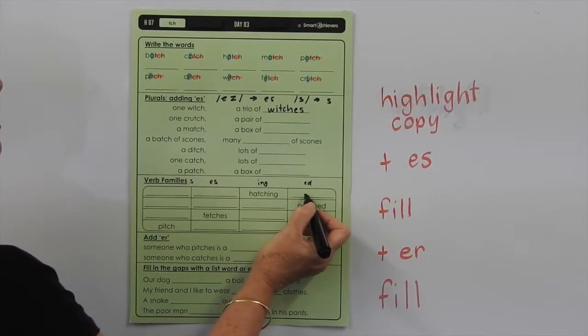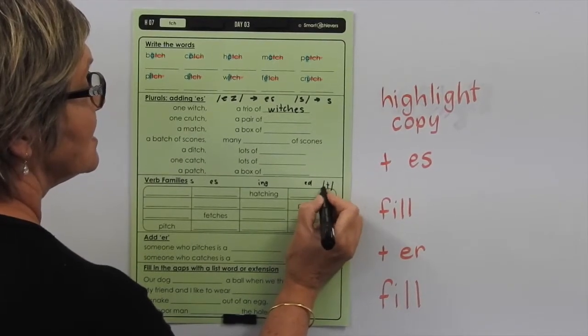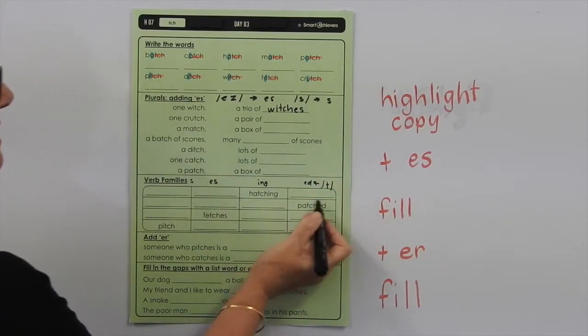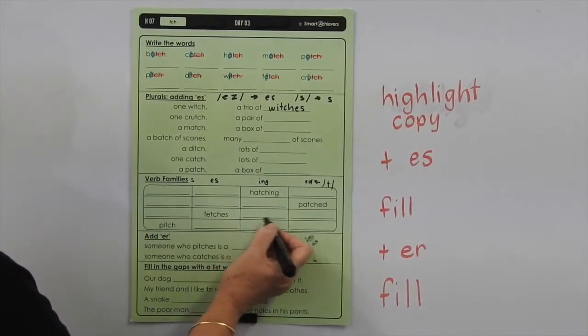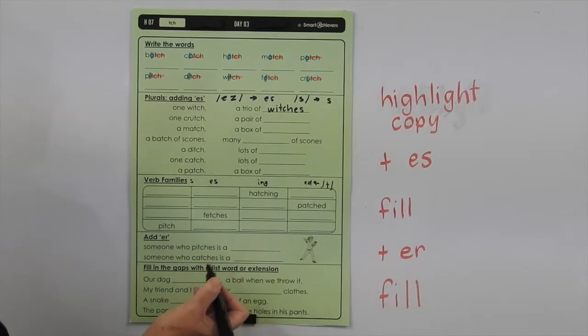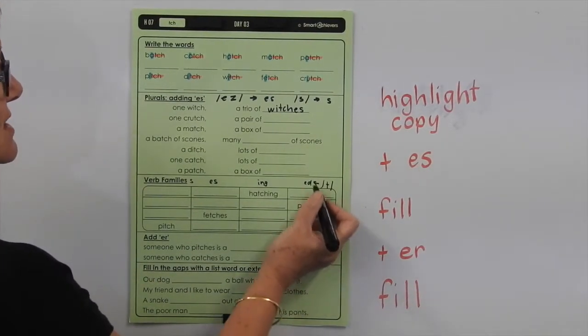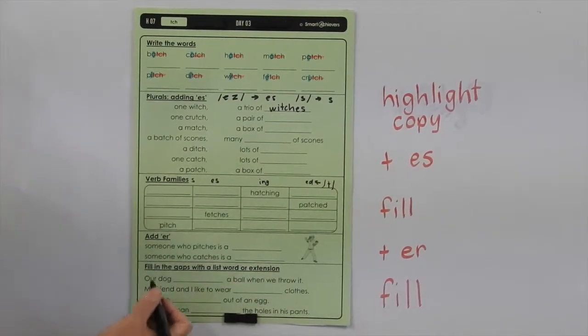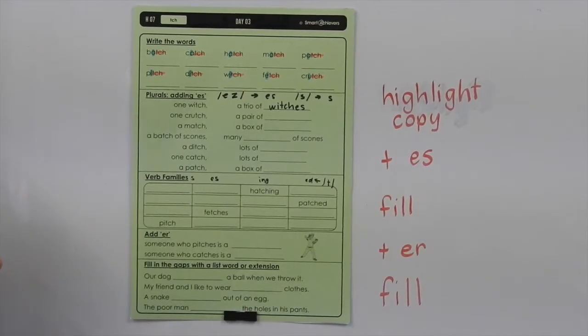So you'd have hatched. Sounds like a T, so don't get tricked. Sounds like a T, but you know you must write the ED. Patched. Sounds like a T, write ED. Fetched. Don't get tricked, remember to write the ED even though you only hear a T. And pitched. You pitched the ball at me, you know it has to be ED on the end, not the T. So here we're adding er to make these words into a noun.